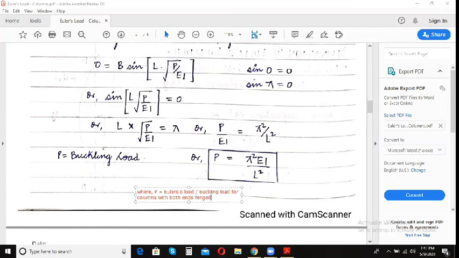Now, there are also 3 other cases: for columns with both ends fixed, for columns with one end fixed and the other end hinged, and for columns with one end fixed and the other end free. I'm going to shoot all the videos and post them on YouTube. As they are done, I will give the links of those videos in the description box.